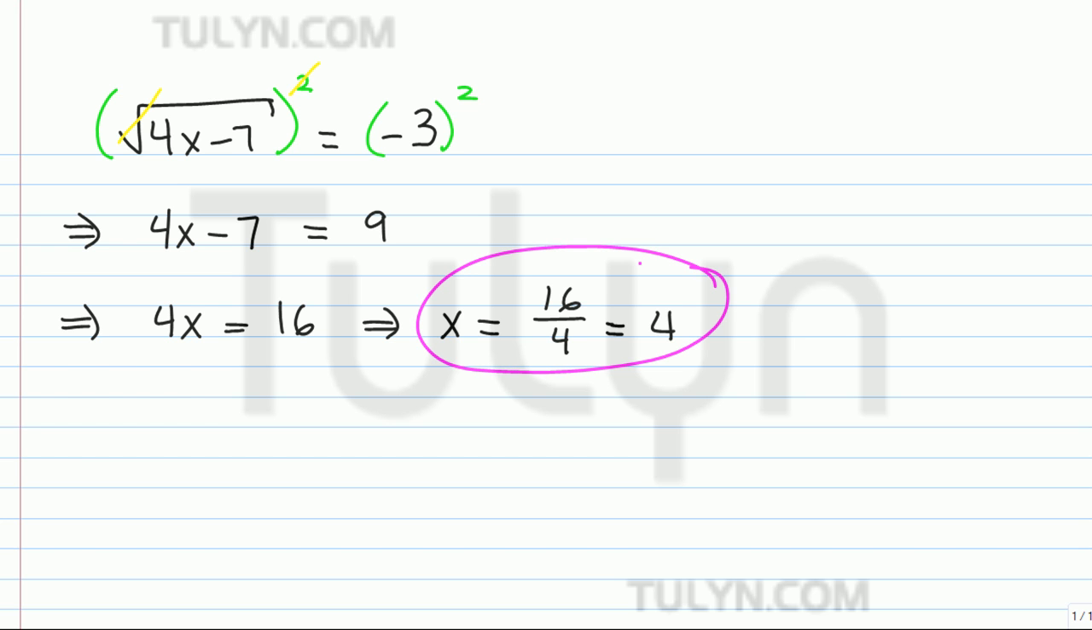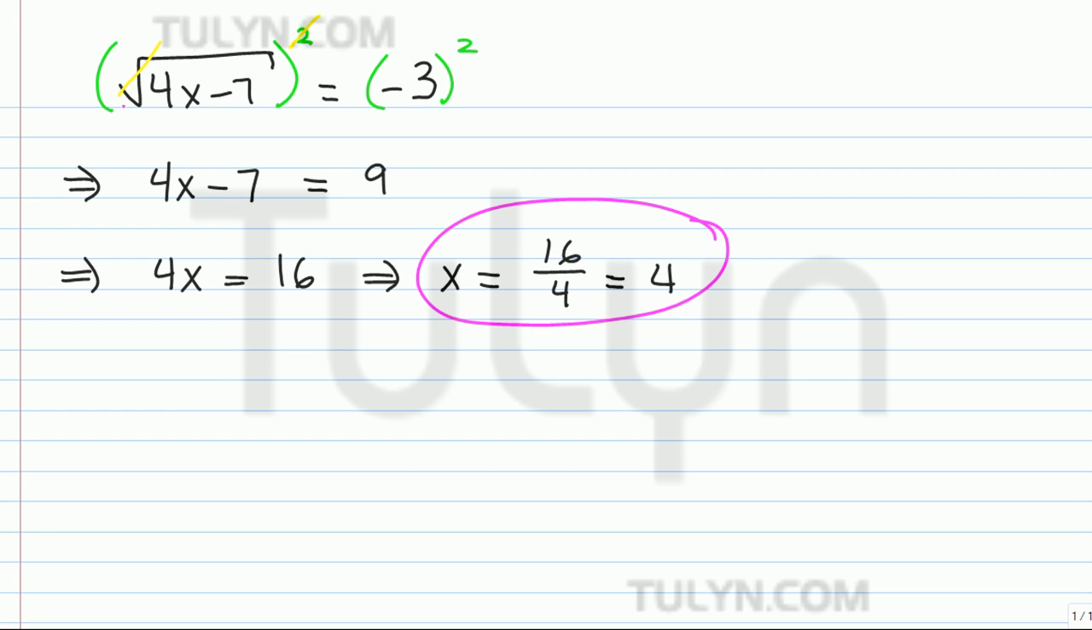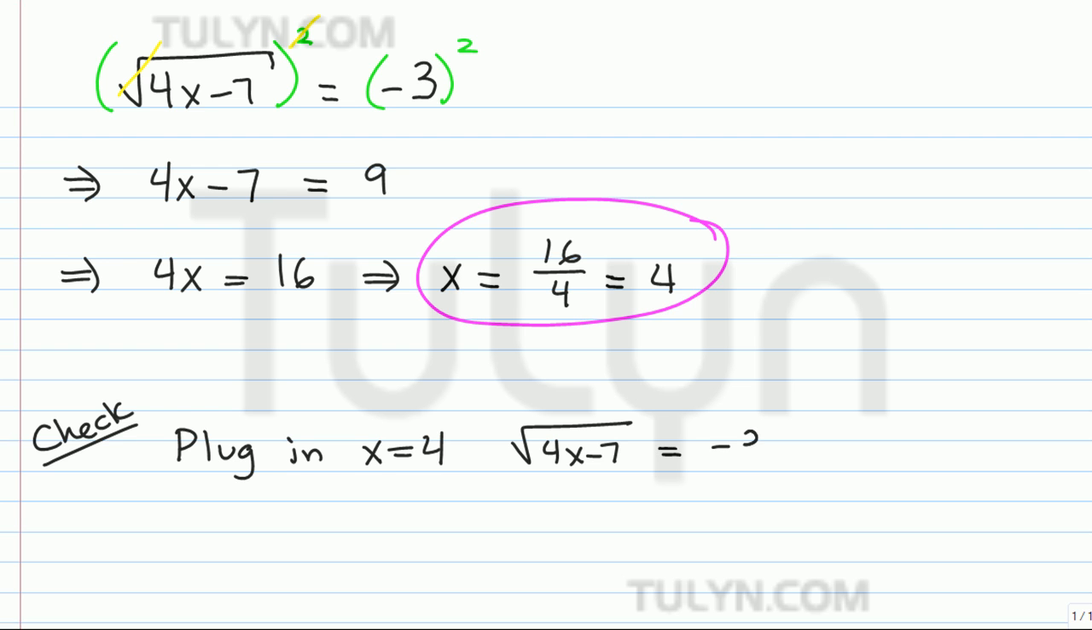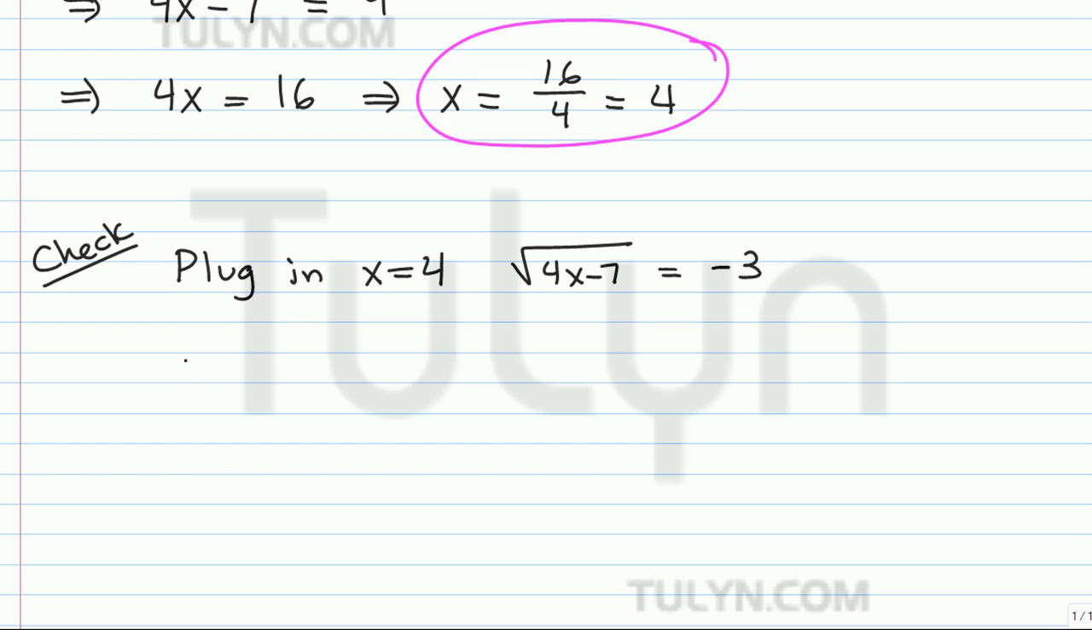So now we have the solution to our equation, and since we ended up squaring both sides at the very beginning, we want to make sure that the solution works, as in we want to make sure that it satisfies the original equation. So the way to check that is to plug in x equals 4 into the original equation with the square root. So into the square root of 4x minus 7 is equal to negative 3. So we want to check to see if the square root of 4 times 4 minus 7 is equal to negative 3.